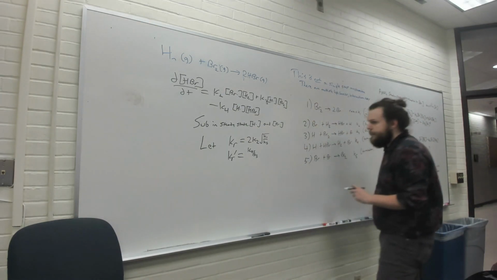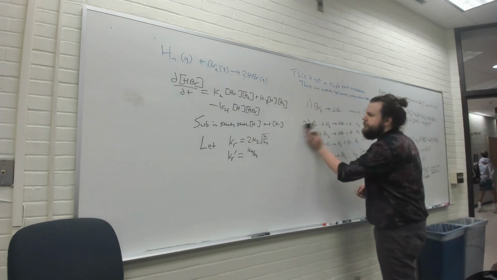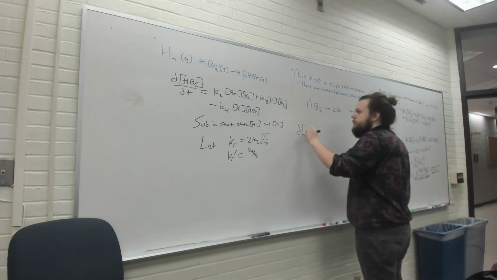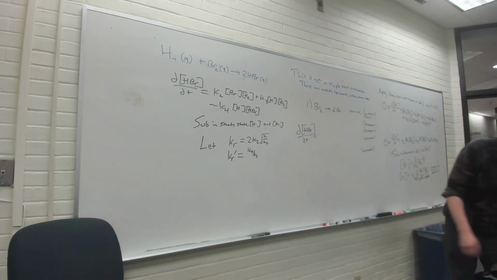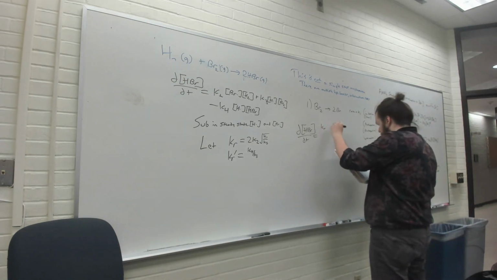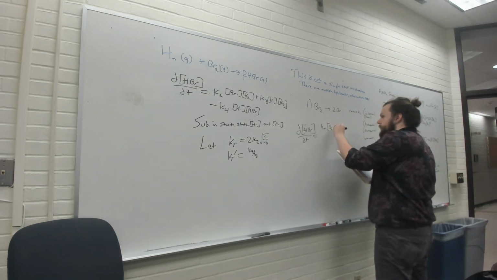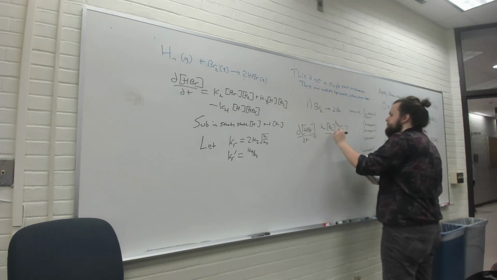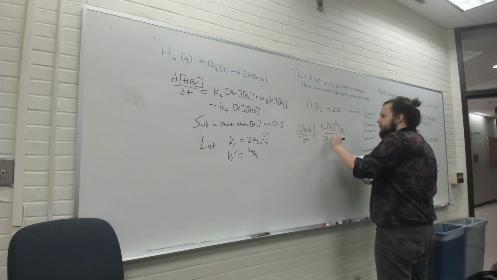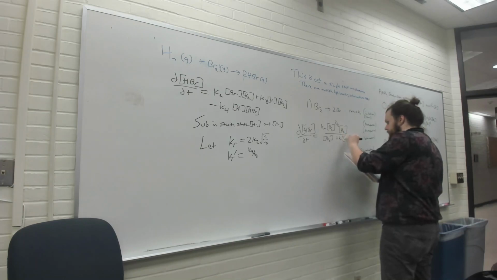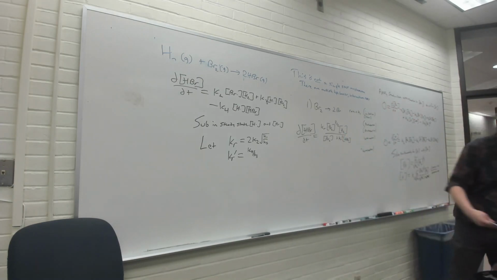And what we get, I'm just going to erase this. I'm just going to do the math for you. And what you end up getting is k_R [Br2]^(3/2) [H2] over [Br2] plus k_R prime [HBr]. Okay?